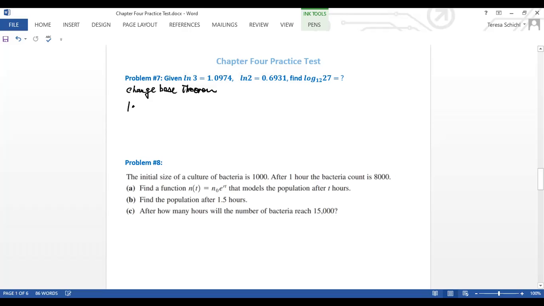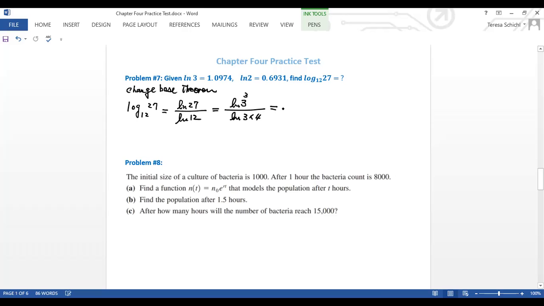Because I don't have a calculator for log 27 with base 12, but they do give us the natural log function, let me change this using the change of base. This is natural log 27 over natural log 12. This is still not good enough because the only information they give us is natural log 3. 27, I can deal with: 27 is 3 to the third power, correct? Then natural log 12, I can change to 3 times 4.